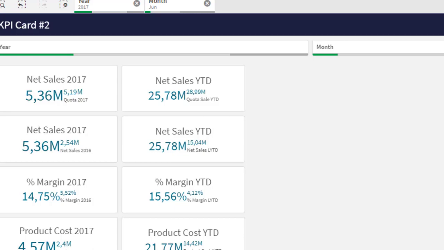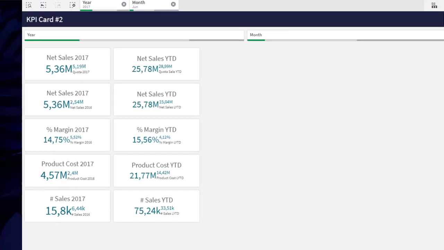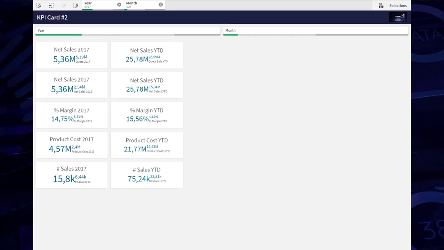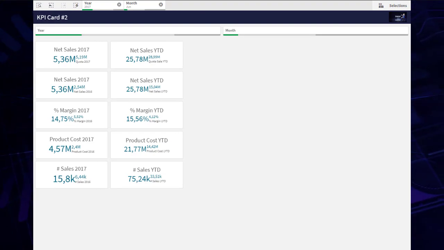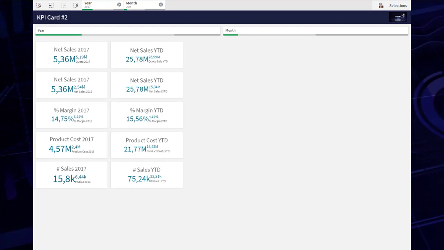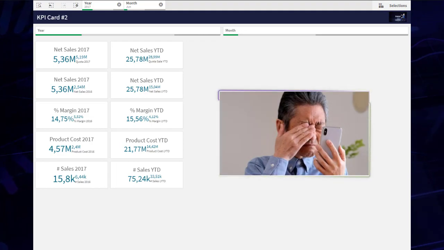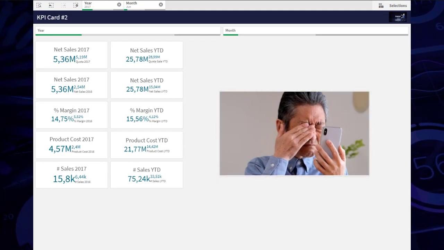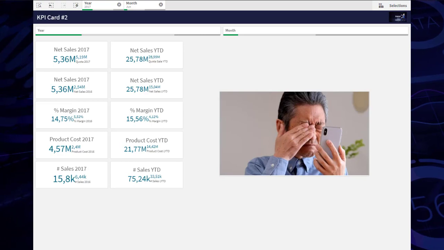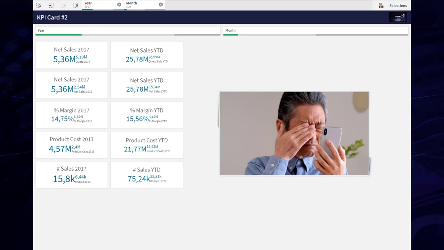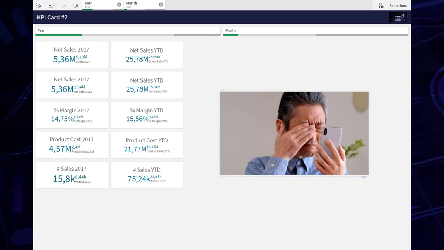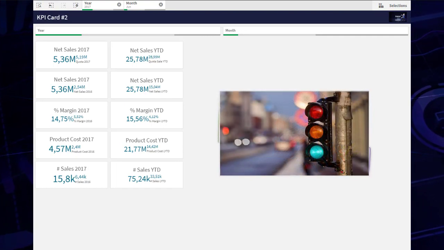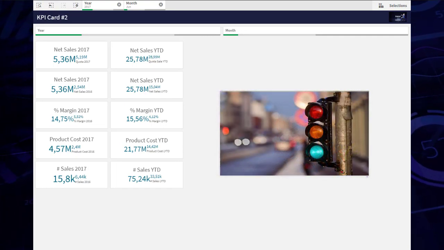I'm starting to get the picture, but something's still missing. I have to make an effort to read this information and to know exactly where to focus my attention. There are some colors that can be used to help with this goal. How about using traffic light colors?